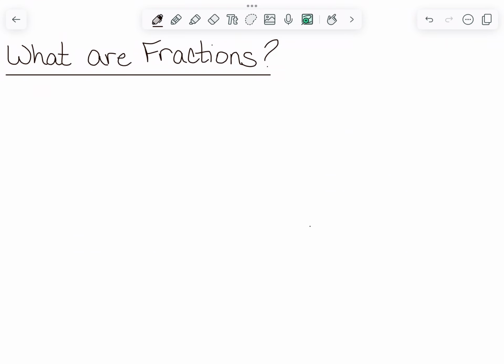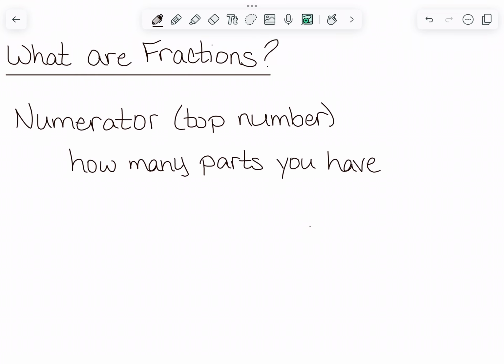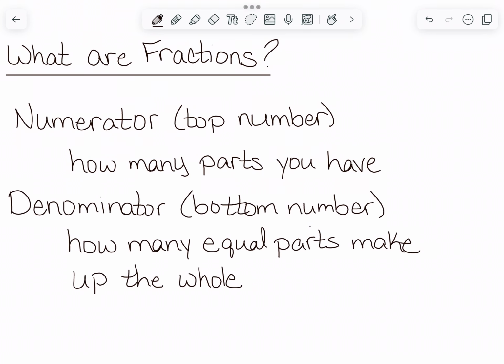A fraction is just a way to show a part of a whole. The numerator, or the top number in the fraction, tells you how many parts you have. The denominator, or the bottom number in the fraction, tells me how many equal parts make up the whole.